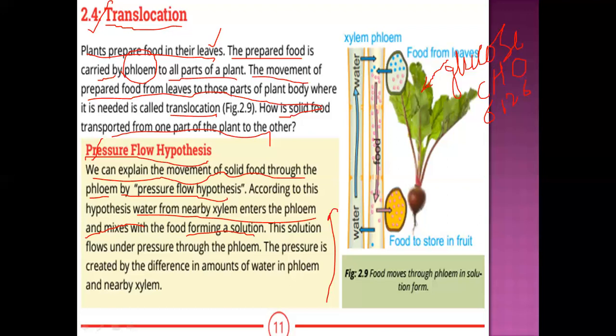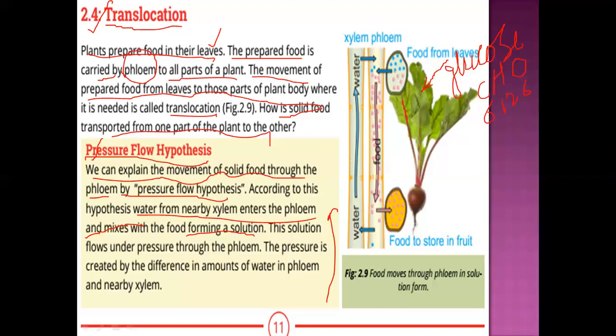So what happened in the leaves when the food is prepared? This line is called the midrib of the leaf. So here the xylem and phloem are present.